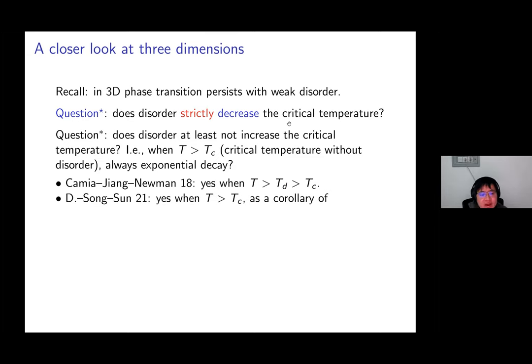In the recent work with Jian Song and Rongfeng Song, we showed that this is indeed the case, and we showed this as a corollary of the following inequality for the Ising model. This inequality can be stated in this single sentence.